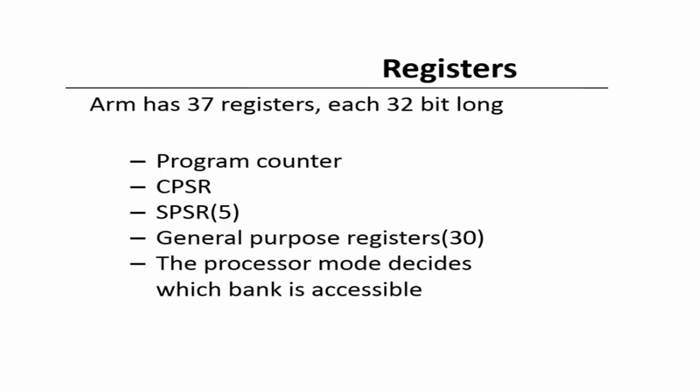It has a CPSR, which is nothing but the current program status register, and also it has SPSR. What is the SPSR? SPSR is the saved program status register. Suppose we have many modes, and it wants to go from mode 1 to mode 2, then the mode 1 register is stored in the saved program status register. Okay, and I told you that this ARM has 30 general purpose registers. The processor mode decides which bank is accessible.